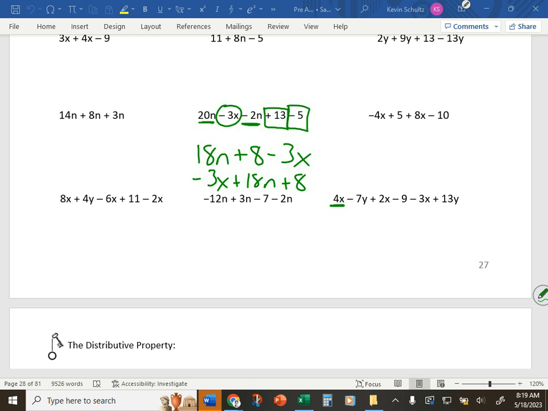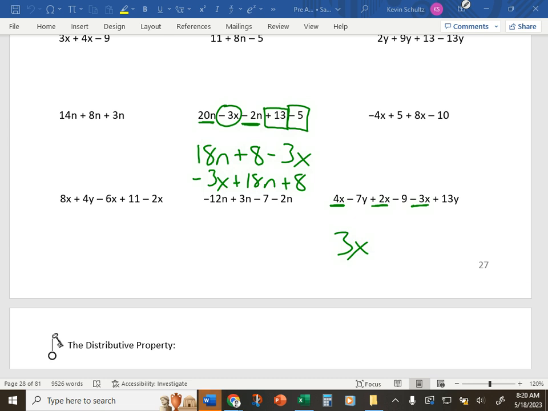Josie, the positive 2x and the negative 3x. You have 4 of something, you gain 2, you lose 3. At the end of the day, how many x's do you have? Gregory? 3, right? 4 plus 2 is 6, minus 3, 3x. And then how about that negative 7y?